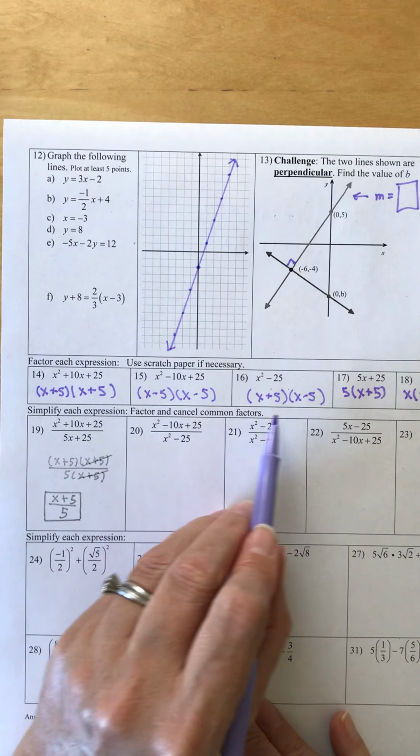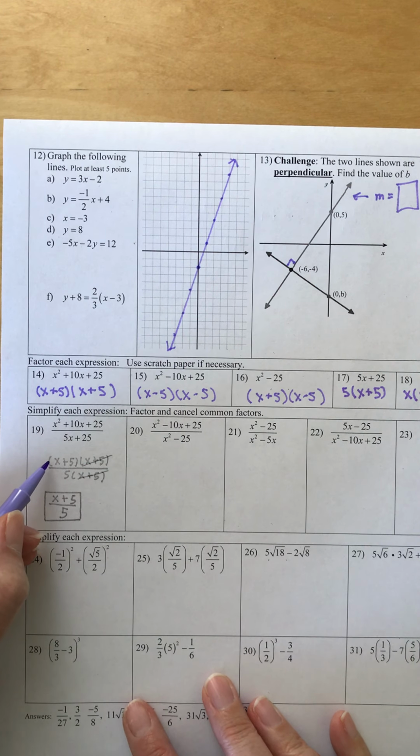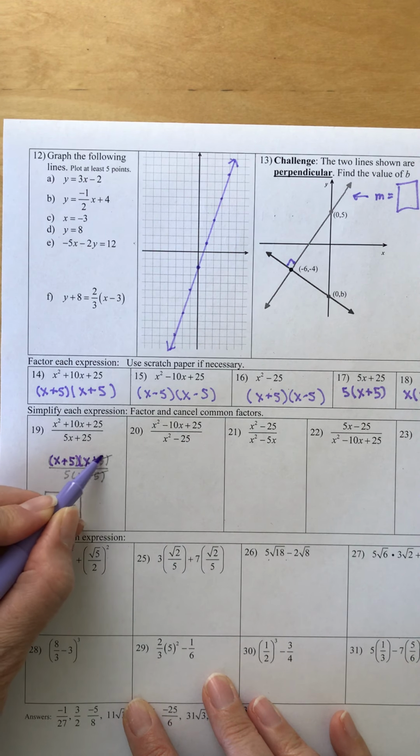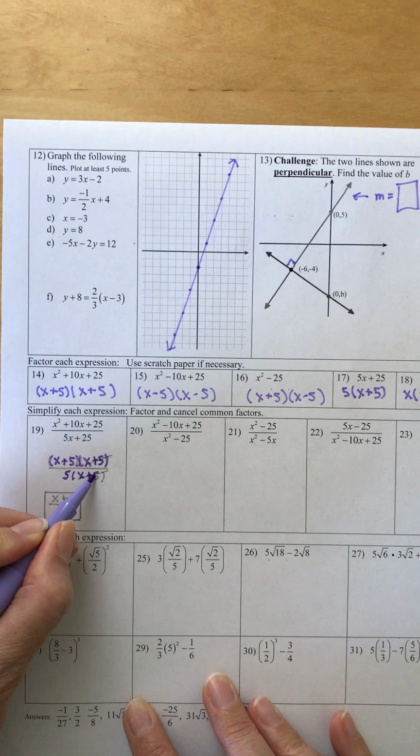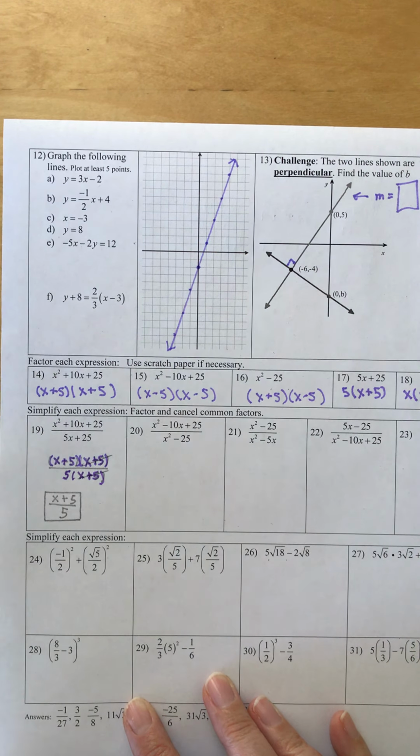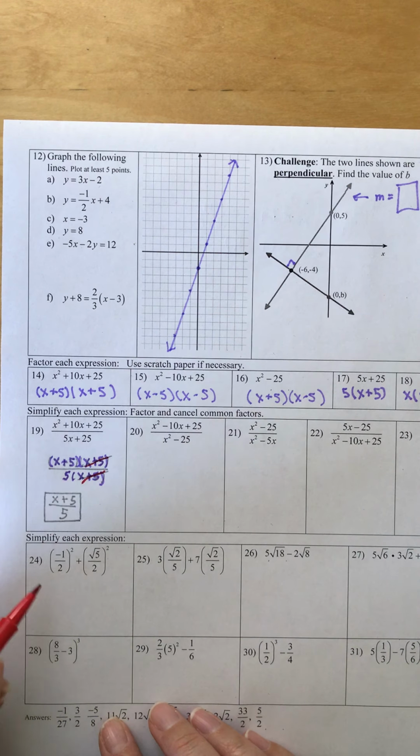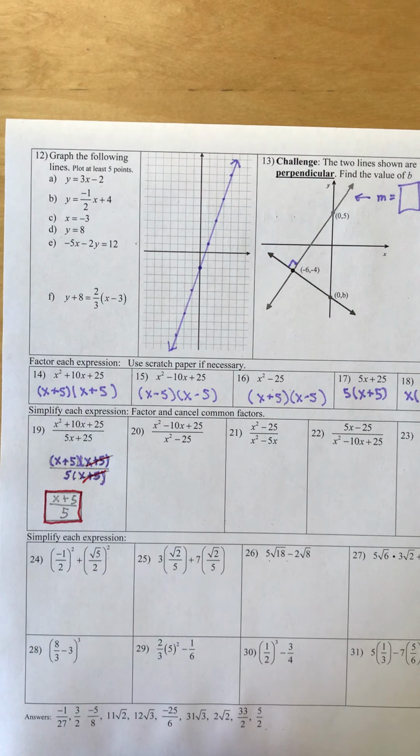Now the reason that I wanted all of these written here is because it will help you do these problems. Number 19 was already filled in for you, but you can see that if you factored x squared plus 10x plus 25, you would get x plus 5 and x plus 5. And 5x plus 25 factors to 5 times x plus 5. Then any factors that are the same on the top and the bottom can cancel out, and so the final answer to this is x plus 5 over 5.